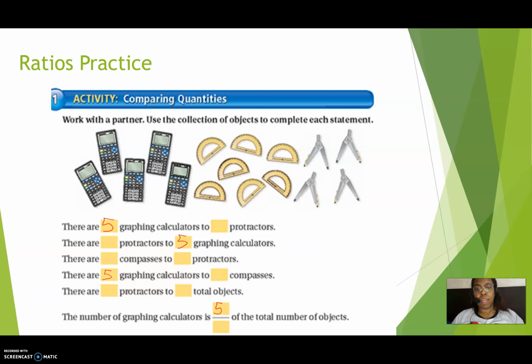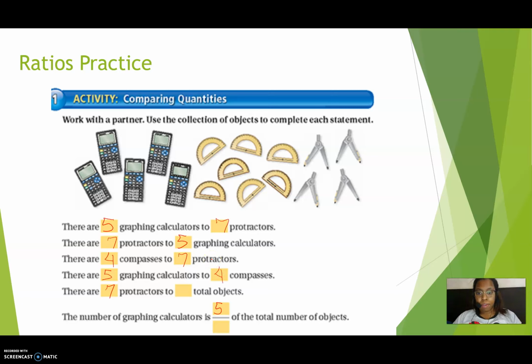Now I'm comparing graphing calculators to protractors on that first one. So how many protractors do I have? 1, 2, 3, 4, 5, 6, 7. So I'm going to put my 7 right there in the blank. And I can do that everywhere I see the word protractor because, again, that number will not change. The last piece of information, I have my compasses, and I can see by counting that there are 4 compasses. So just by counting my objects in this picture, I'm done with 4 problems.